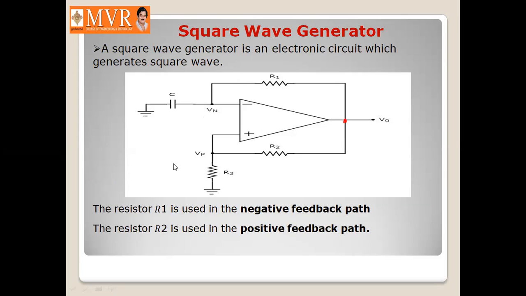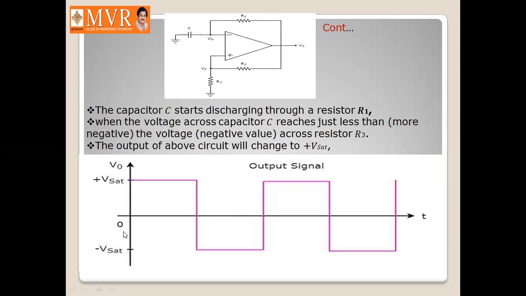Through the resistor R1. And what happens now? The capacitor is going to discharge towards minus Vsat. And when the voltage across the capacitor is less than the voltage at this node, that is Vp, again the op amp is going to change its state from minus Vsat to plus Vsat. So in this way, it is going to produce a signal which is going to change between plus Vsat and minus Vsat.